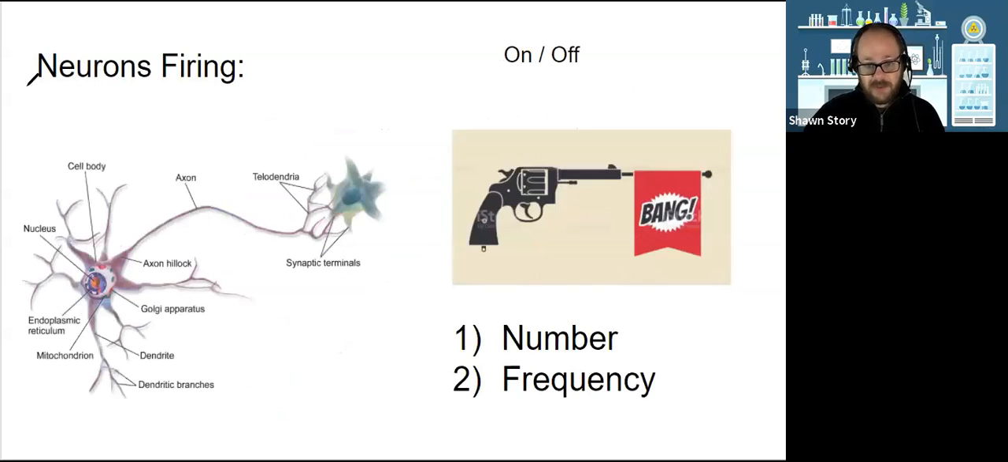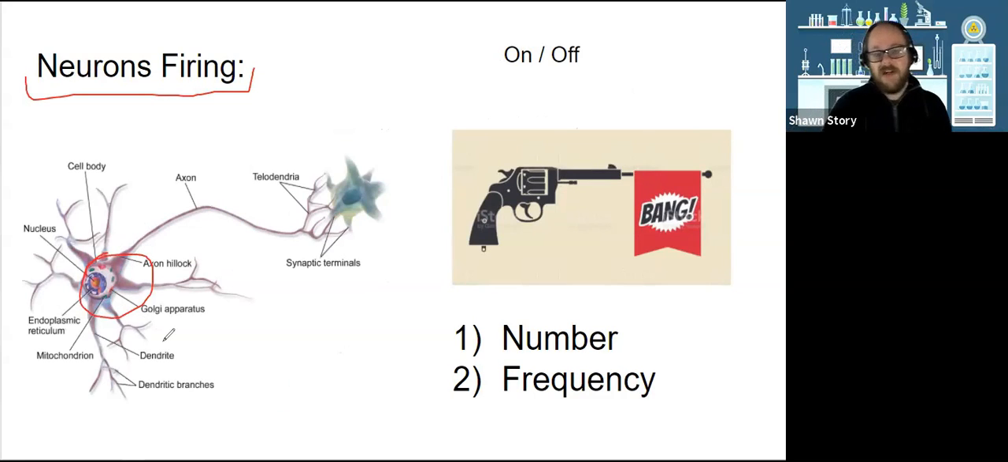So looking at neurons, we talk about neurons firing. The way neurons react is kind of like a binary code. They're either on or off, right? A neuron goes boom, or it just sits there. That's all that neurons do.